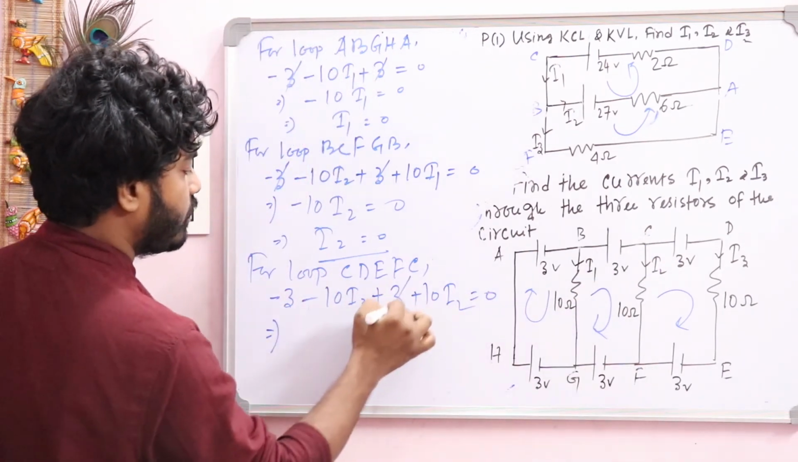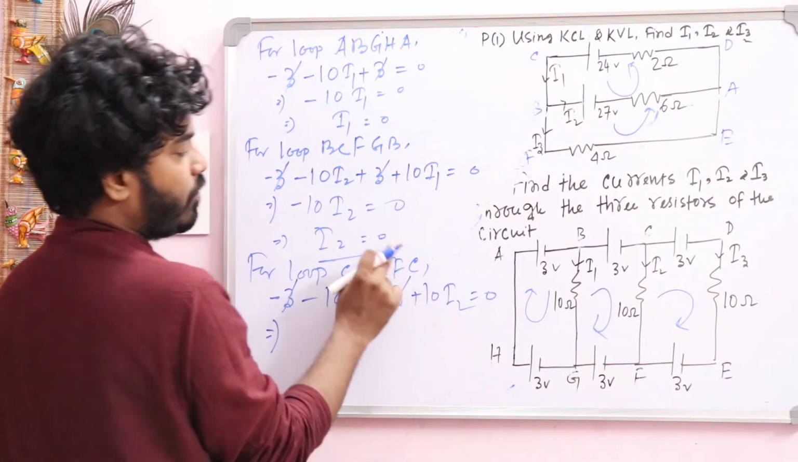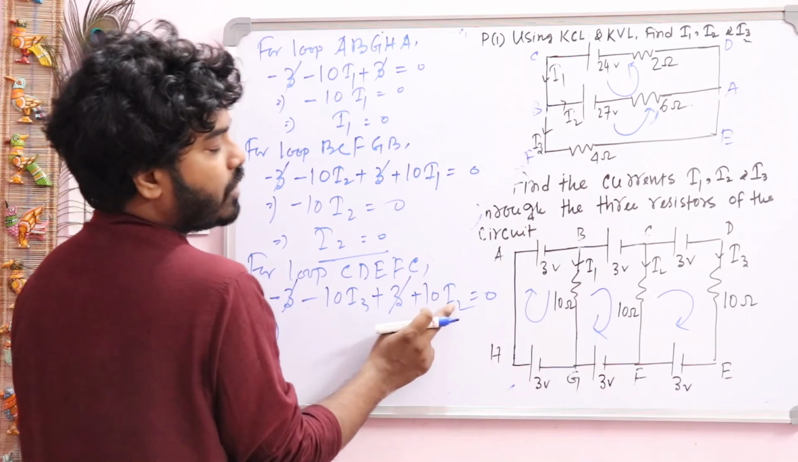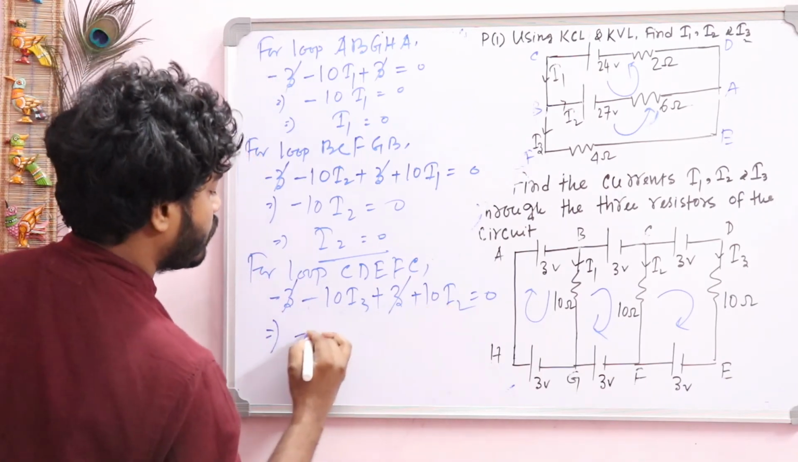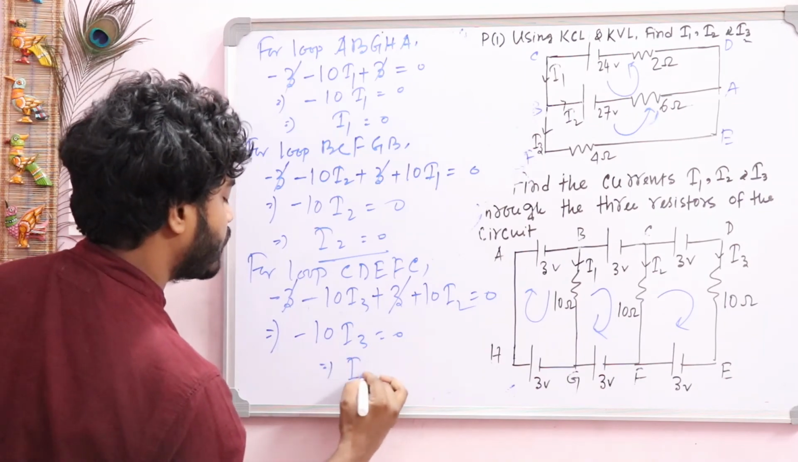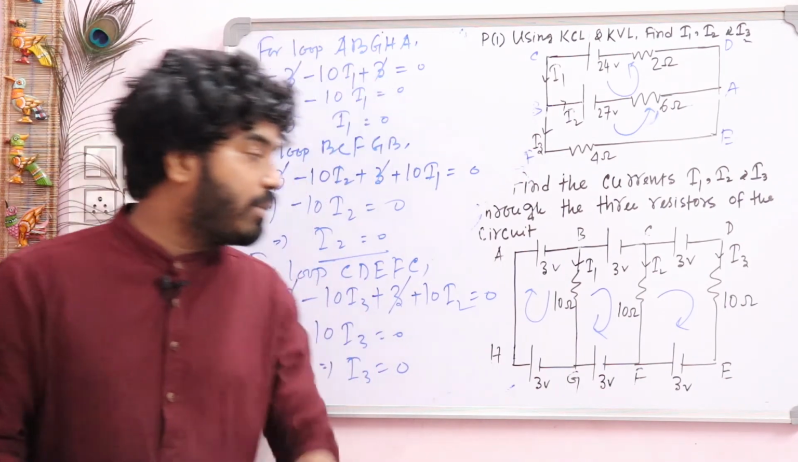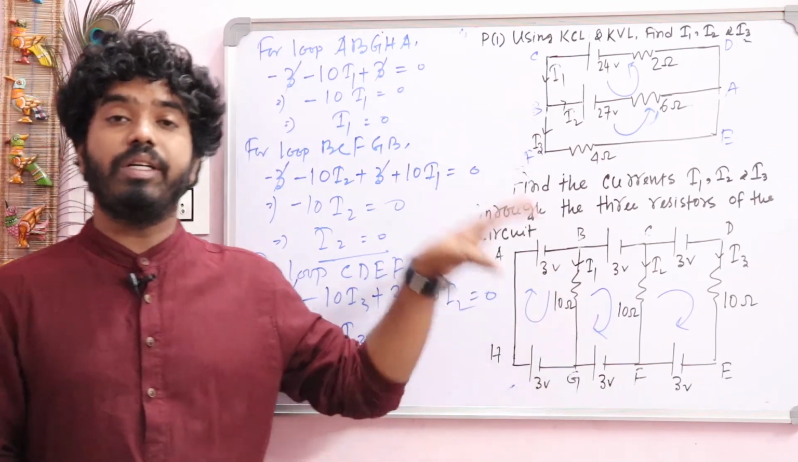So here again +3 -3 cancel out. You know the value of I2 is 0, so 0 into 10 is 0. So -10 I3 is equal to 0, which indicates I3 is equal to 0. Okay, so this is our basic problem related to Kirchhoff's law.